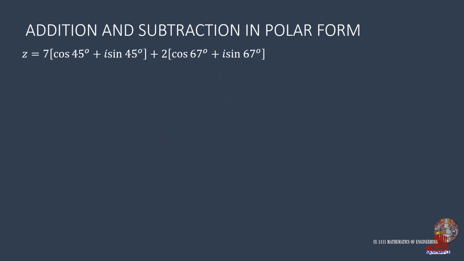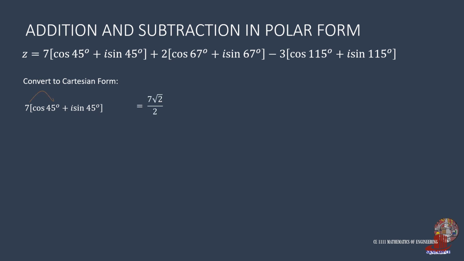In case we are to add twice of cosine 67 plus i sine of 67 degrees to 7 times cosine 45 plus i sine of 45 degrees, then subtract 3 times cosine of 115 degrees plus i sine of 115 degrees, the first thing to do is to convert all three complex numbers into their Cartesian forms. From the first complex number, the real number is solved by multiplying 7 with cosine of 45 degrees, giving 7 root of 2 over 2. 7 times i sine of 45 degrees also gives 7 root of 2 over 2 times i.